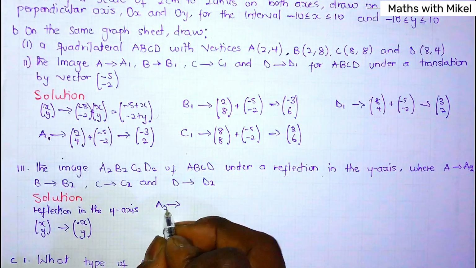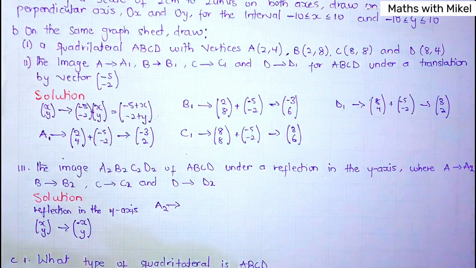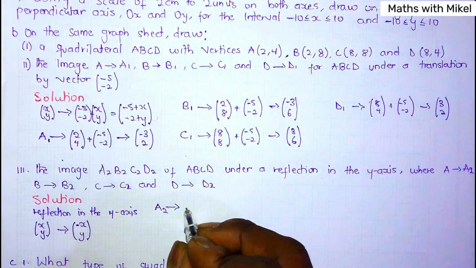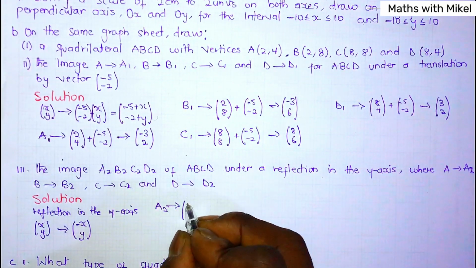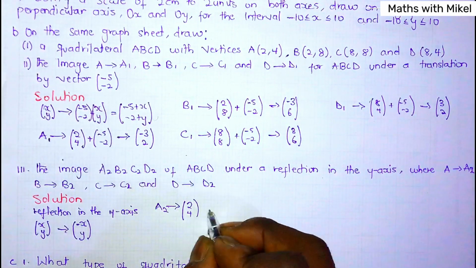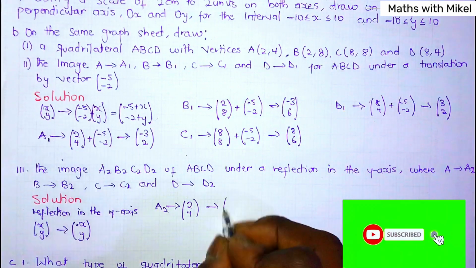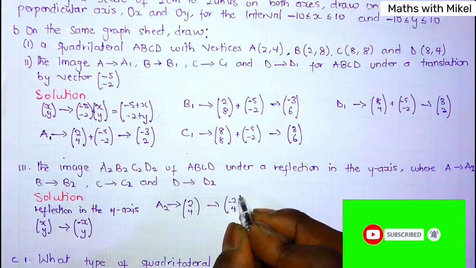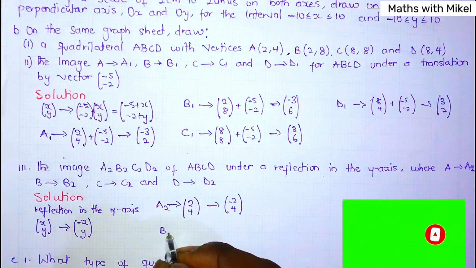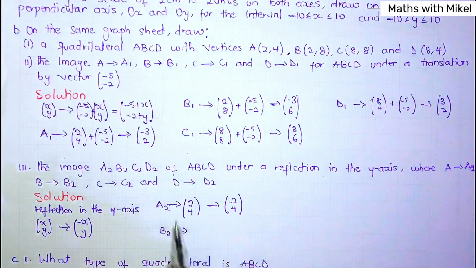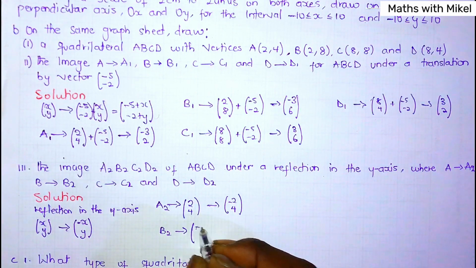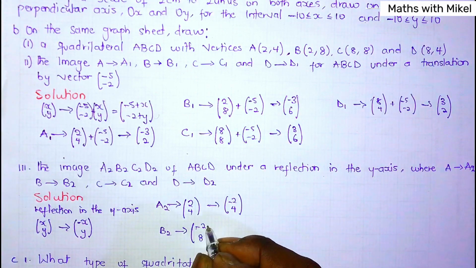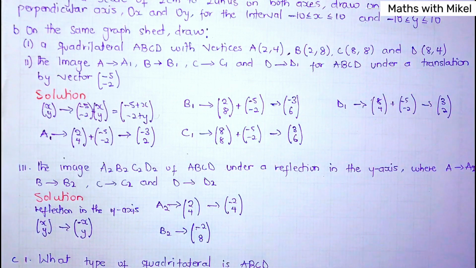Okay, so with our point A, this is going to be A2. So our original A is giving us (2, 4). So A2 is going to be (-2, 4). Now B2, the original B is (2, 8). So we are going to get (-2, 8). We just negate the x. Reflection in the y-axis, we negate the x.